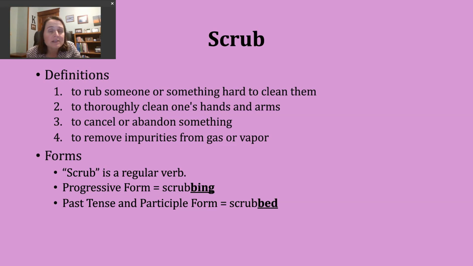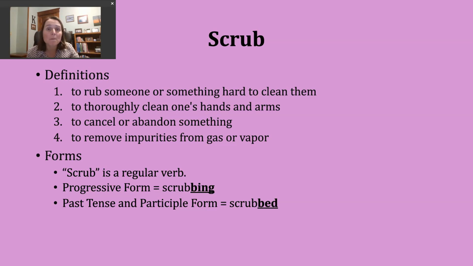To make the progressive form of this verb, we're going to double the B at the end of the verb because we have a one syllable verb with a short vowel sound that ends in the pattern consonant, vowel, consonant. So double that B, then I add ing, that forms scrubbing.